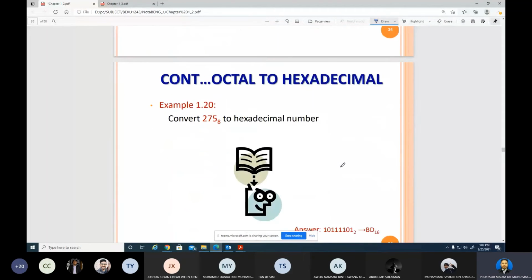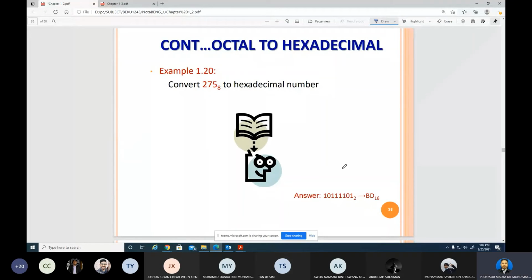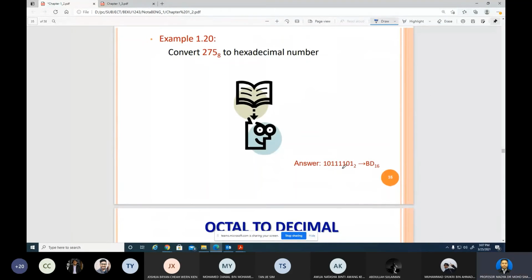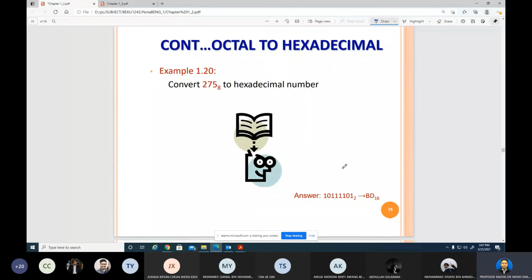Because this slide has too many examples, you can refer to them after this. For example, this one is converting into hexadecimal. First you have to convert into binary, and after you get the binary, the answer is binary, and then from binary to hexa we split by 4. I mentioned to you 1, 2, 3, 4, so split by 4. One group, and this is another group. So this one will be B, and this one will be D, for example, in hexadecimal.